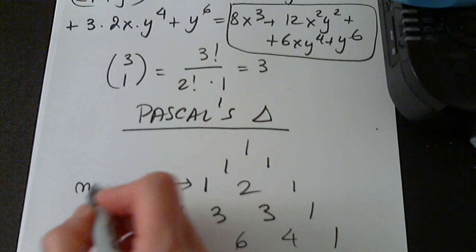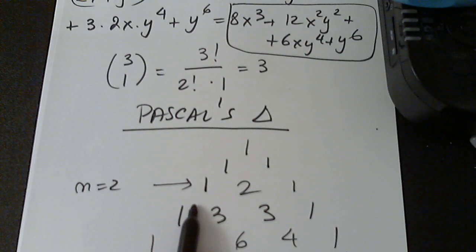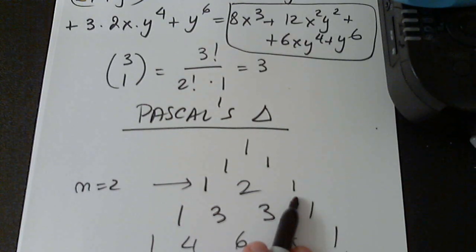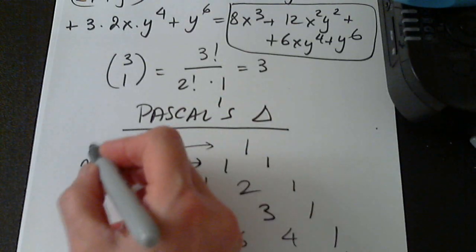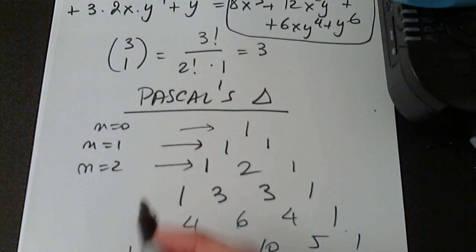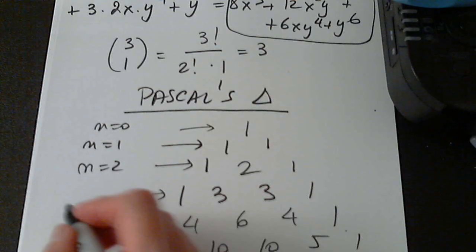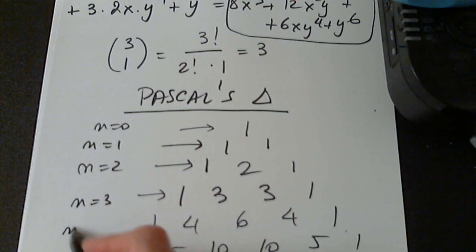This is when n equals 2: a squared plus 2ab plus b squared. This is when n is 1. This is when n is 0. Of course, this row is when n is 3. Of course, n is 4, n is 5.